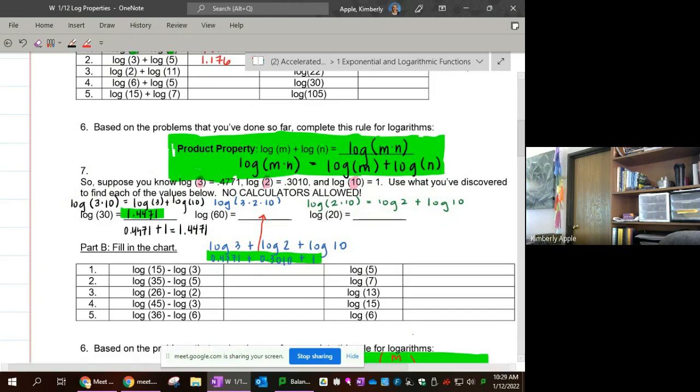So what this does, and the reason I do it without a calculator, is it forces you to utilize the product property. Okay? Because there's no way you know what the base 10 log of 30 is without a calculator, unless I give you that and you're able to use those values.